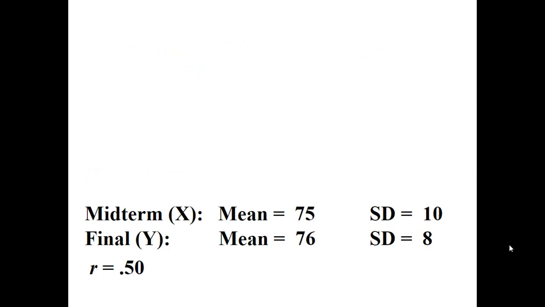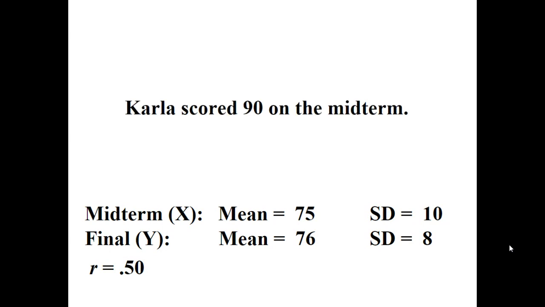So here's the background information that we're given, and I showed it to you a minute ago: the means and standard deviations of the midterm and final and their correlation with each other. And here's the information we have about Carla. She scored 90 on the midterm.